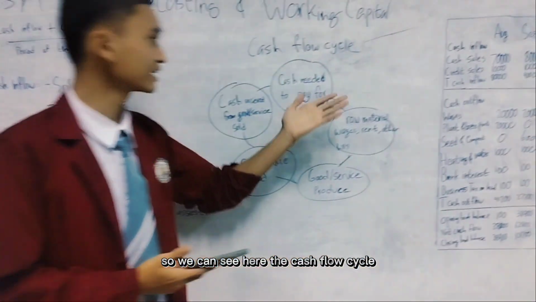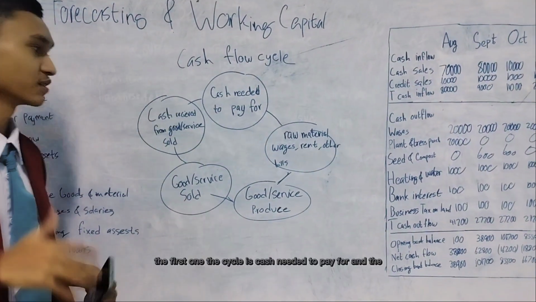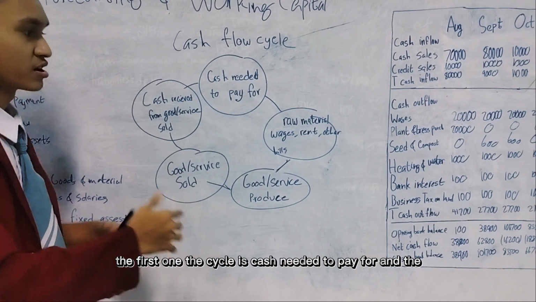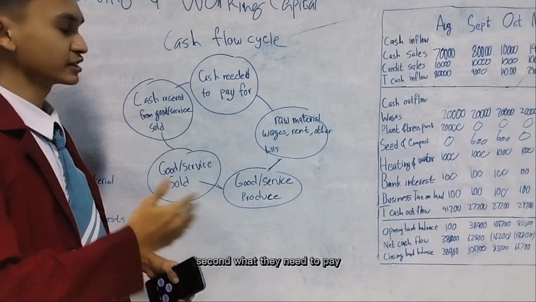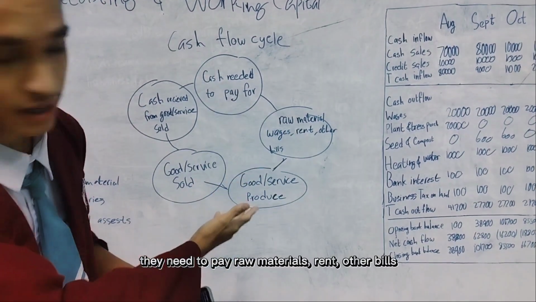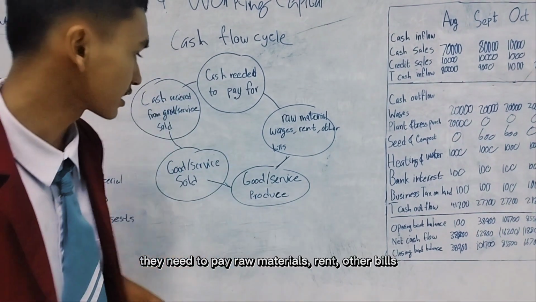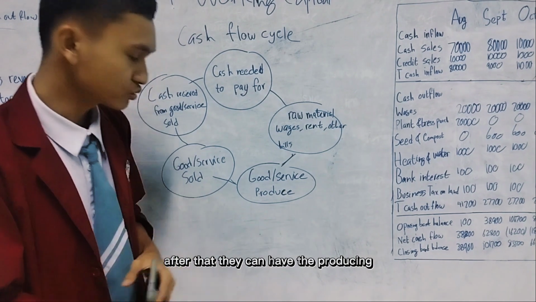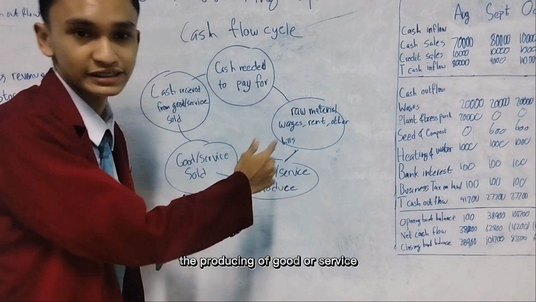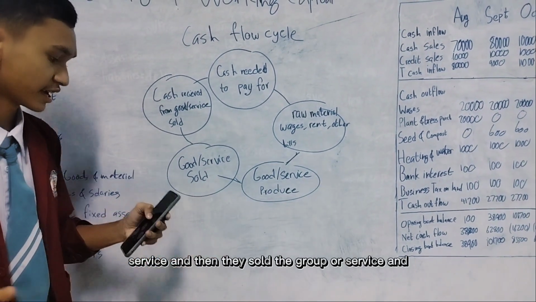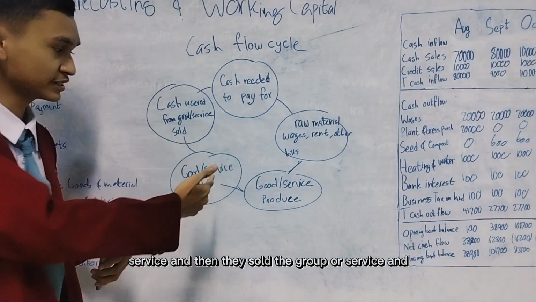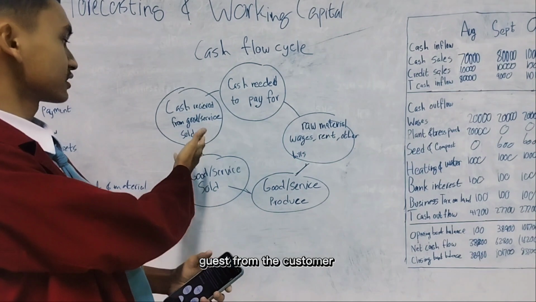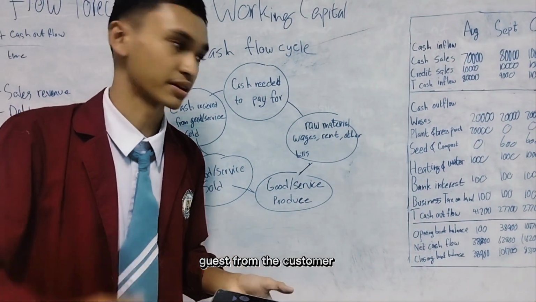So we can see here the cash flow cycle. The first step is cash needed to pay for things. And second, what do they need to pay? They need to pay for the raw materials, wages, rent, and other bills. After that, they can produce goods and services. And then they sell the goods or services, and they receive the cash from the customer.